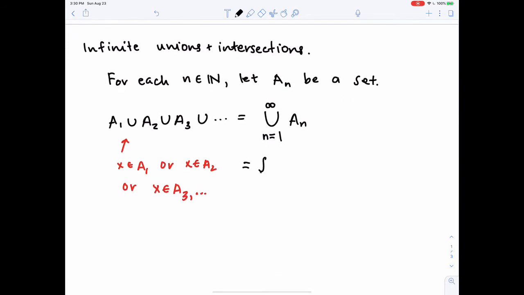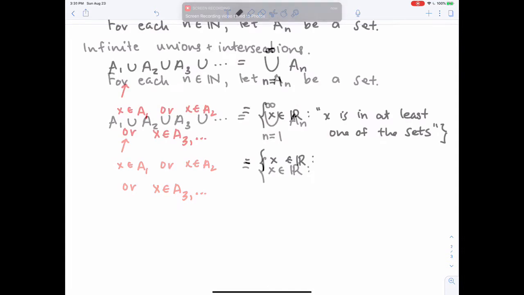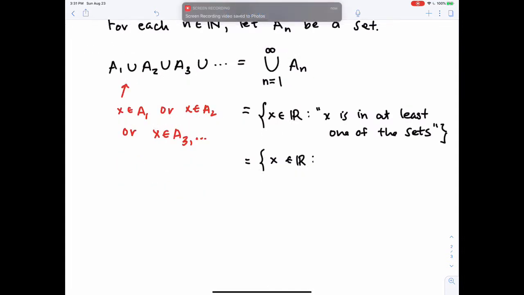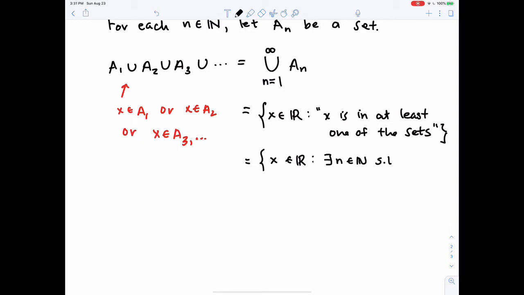So the way we want to think of this is that x will be in the union provided that x is a real number and x is in at least one of the sets. I'm saying x is in the union provided x is in R, and to be in at least one of the sets, there has to exist an index for your set such that x is in that set. So there exists an n such that x is in A sub n.